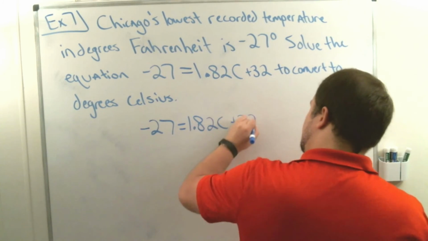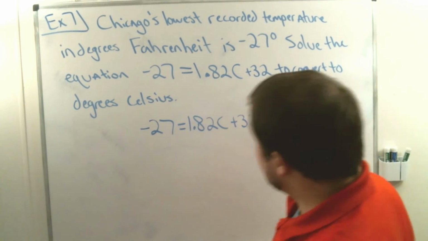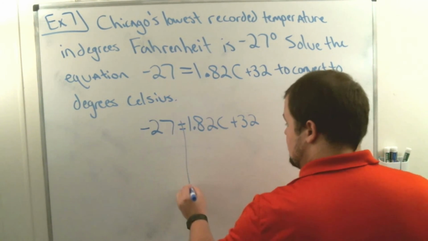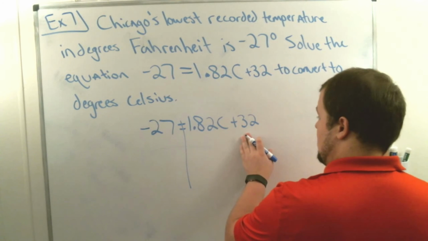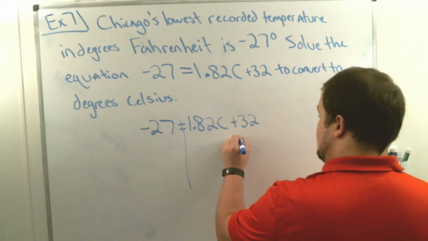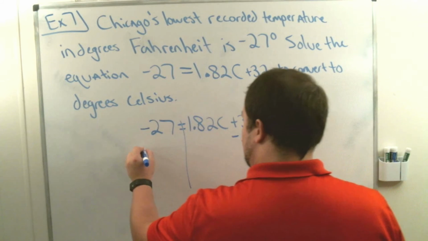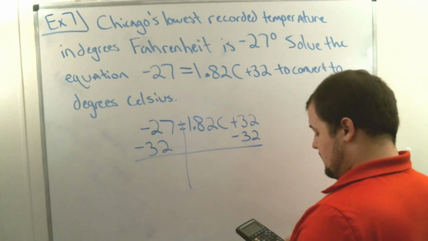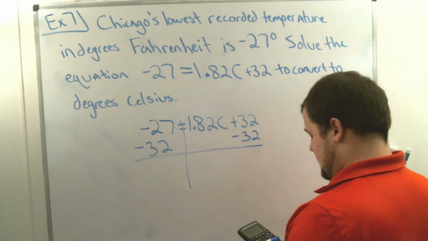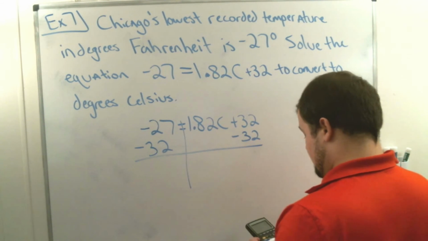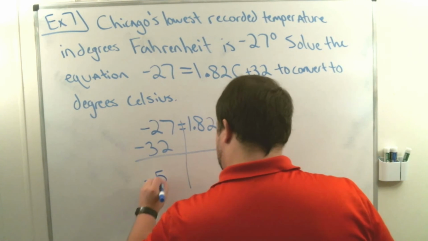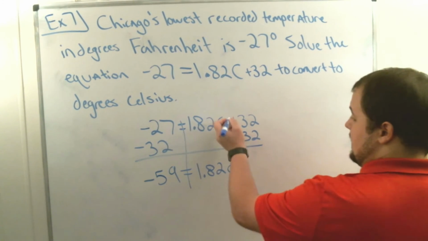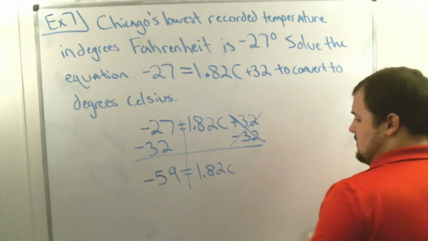1.82C plus 32. And I'm going to grab my calculator here because I know that I'm going to be doing some different things. First step is I'm going to get rid of the number on the same side as the variable, but not with it. So I'm going to get rid of plus 32 by subtracting 32. And if I subtract 32 on one side, you've got to subtract 32 on the other. So first thing I'm going to solve is negative 27 minus 32. This is a negative 59 equals 1.82C, because a positive 32 and a negative 32 cancel out.